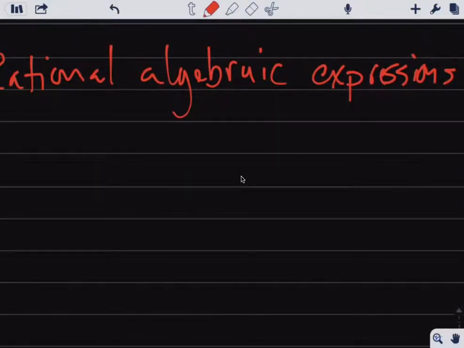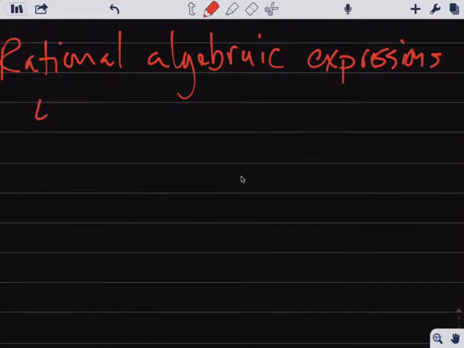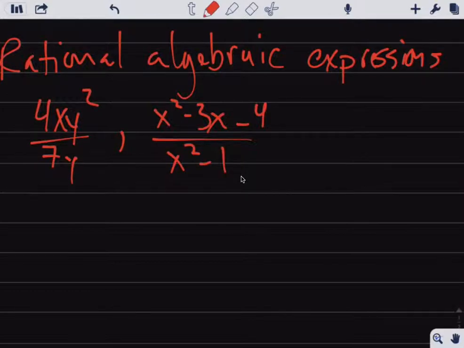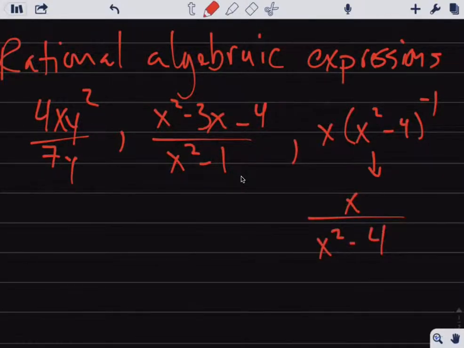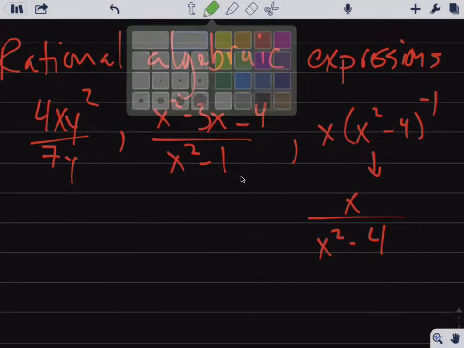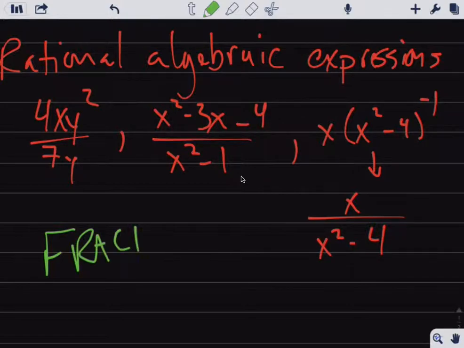Okay, so rational algebraic expressions can fall in a few different forms. 4xy squared over 7y is one. x squared minus 3x minus 4 over x squared minus 1, or even something like x times (x squared minus 4) to the negative 1, because remember that's the same thing as x over x squared minus 4, because the negative 1 exponent takes the stuff to the bottom. So the idea that we want to look for here is we know that they are fractions.